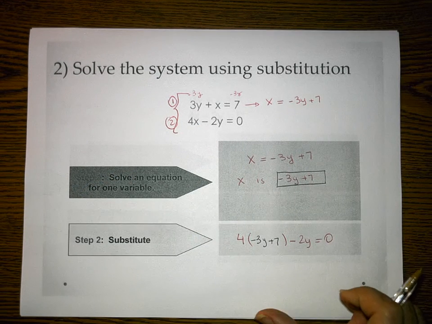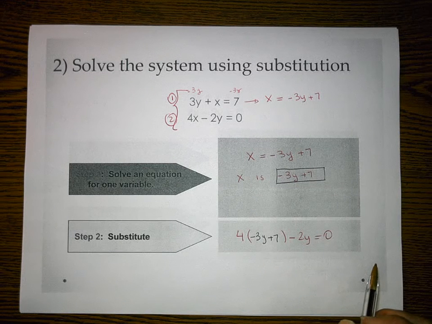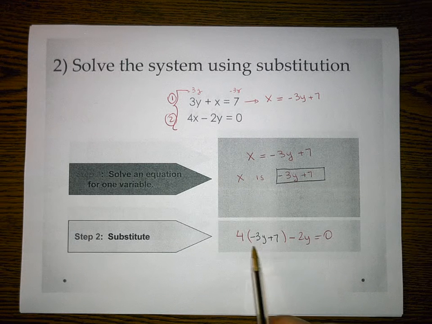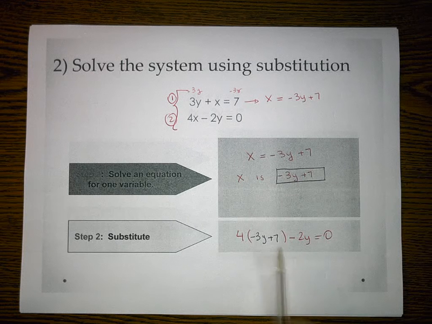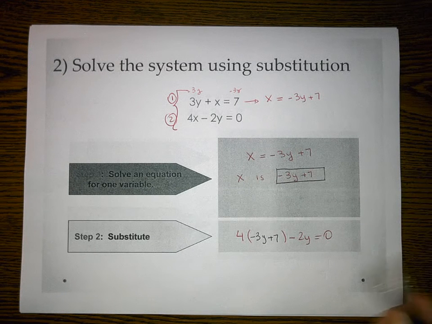My goal here is to solve for one variable. This is kind of difficult because I have all the variables on one side. I have the y's and the x's all on one side. So let's see what we get here.